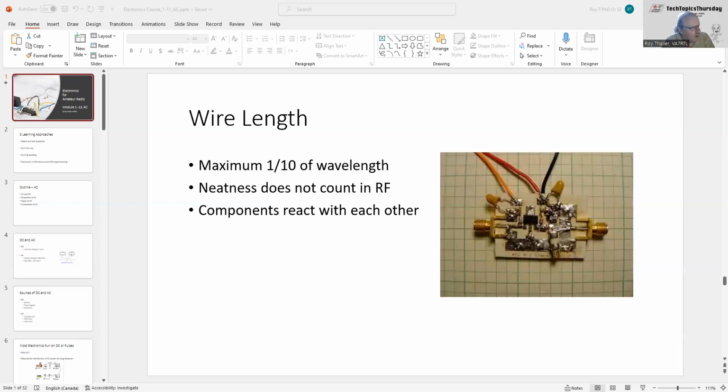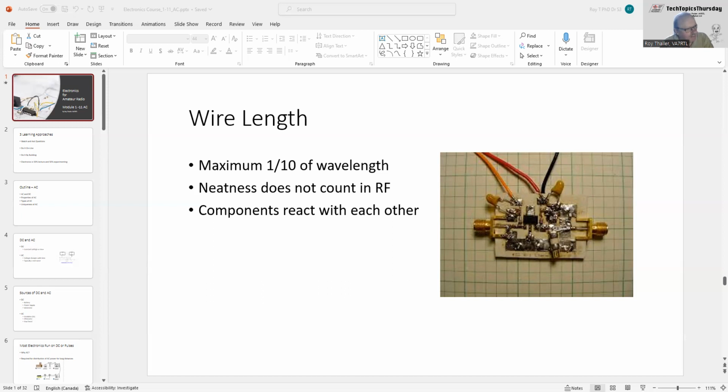One of the things is wire length becomes important as you go up in RF frequency. And typically you want to keep your wire lengths, if you exceed 1/10 of the wavelengths, you start to run into problems because your wire also acts as an antenna and has capacitance and has inductance, and all these components react with one another.